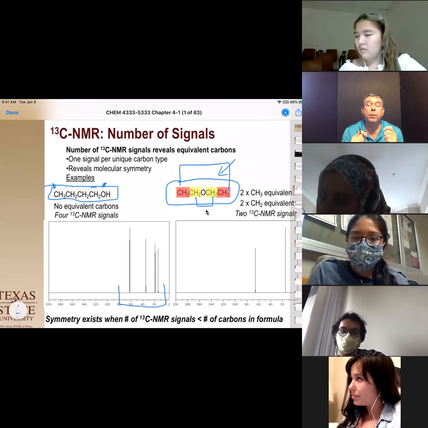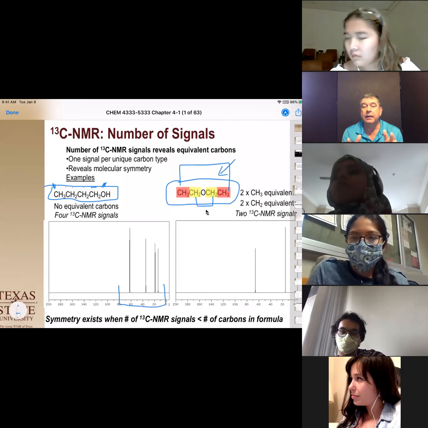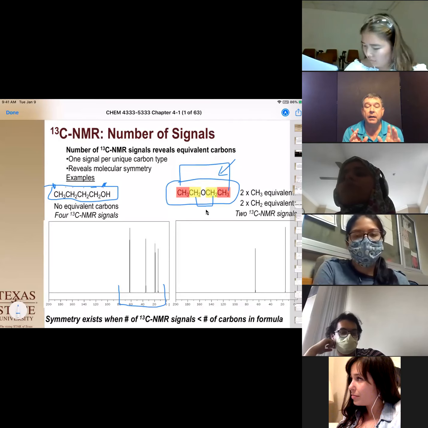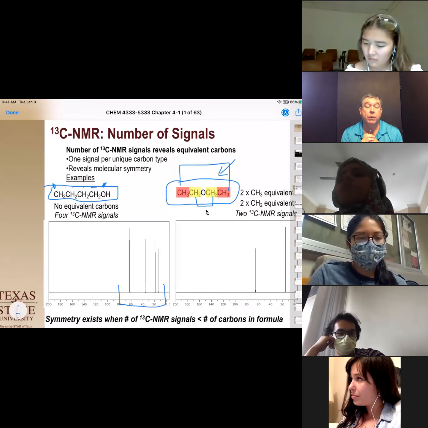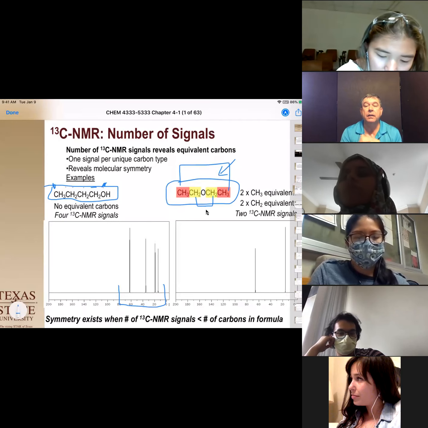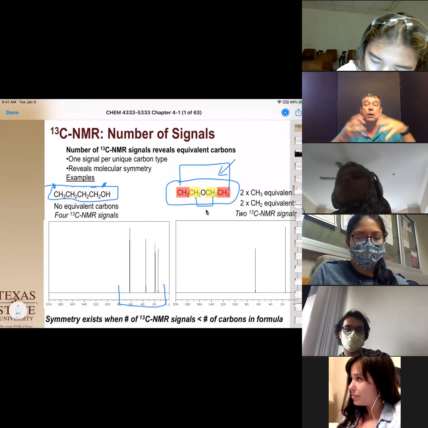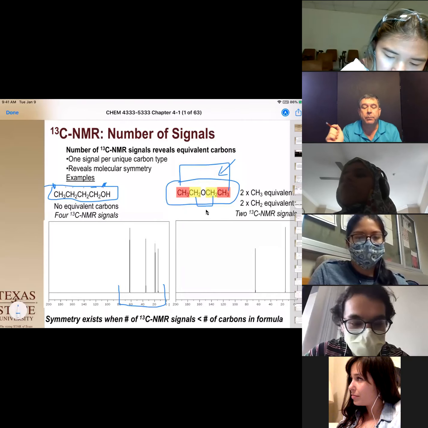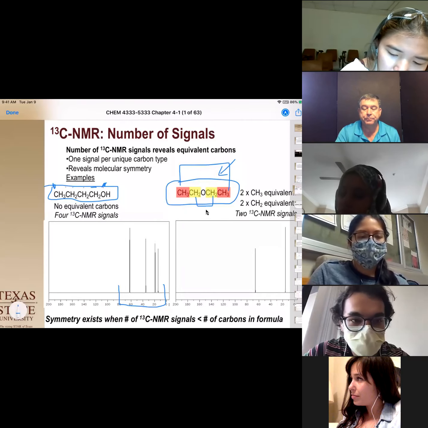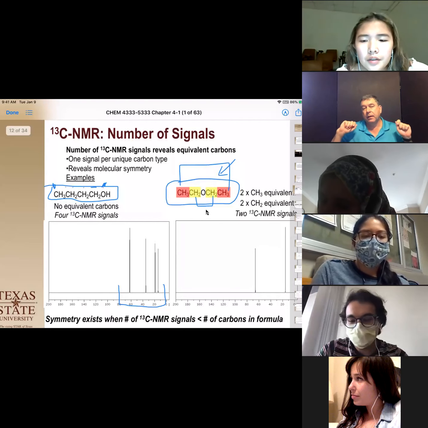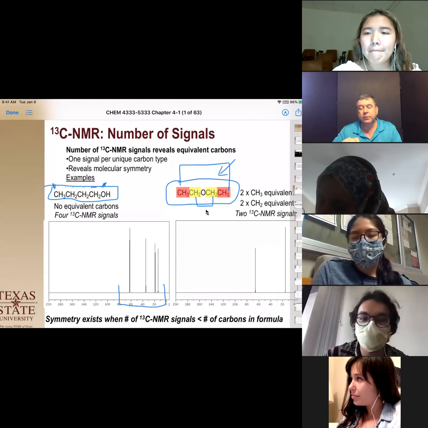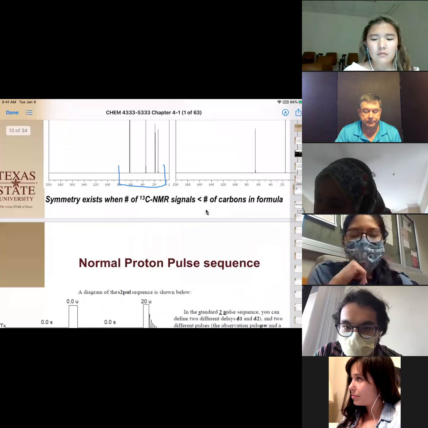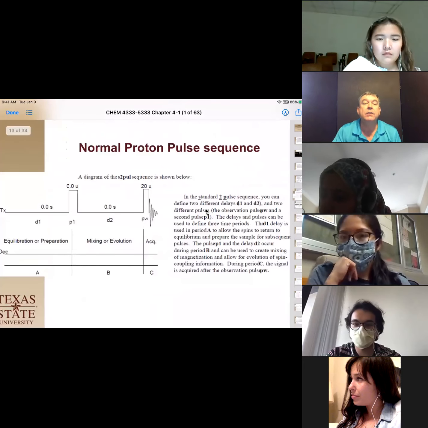Okay. So whenever we think there might be symmetry in our molecule, what we want to look for is fewer carbon NMR signals than the number of carbons in our formula. Whenever we see that, start thinking, oh, symmetrical, start thinking rings or symmetrical, where you have the same branch on both sides of some functional group. Okay, so once we've actually got this, we'll do a few examples of this showing symmetry and non-symmetry as well. Okay, so let's talk about what we normally do.